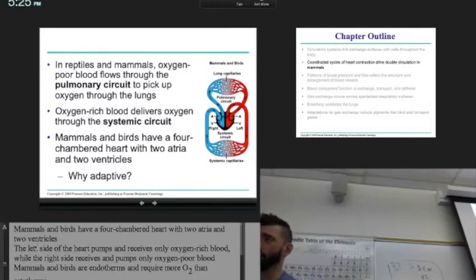So this is what mammalian and bird circulatory systems look like. Just like other terrestrial vertebrates, we have a double circulation. But unlike other reptiles, birds have four-chambered hearts, just like mammals do. So there is a complete separation between pulmonary arteries and the aorta. It's not one artery that splits off. It's basically two separate arteries now.